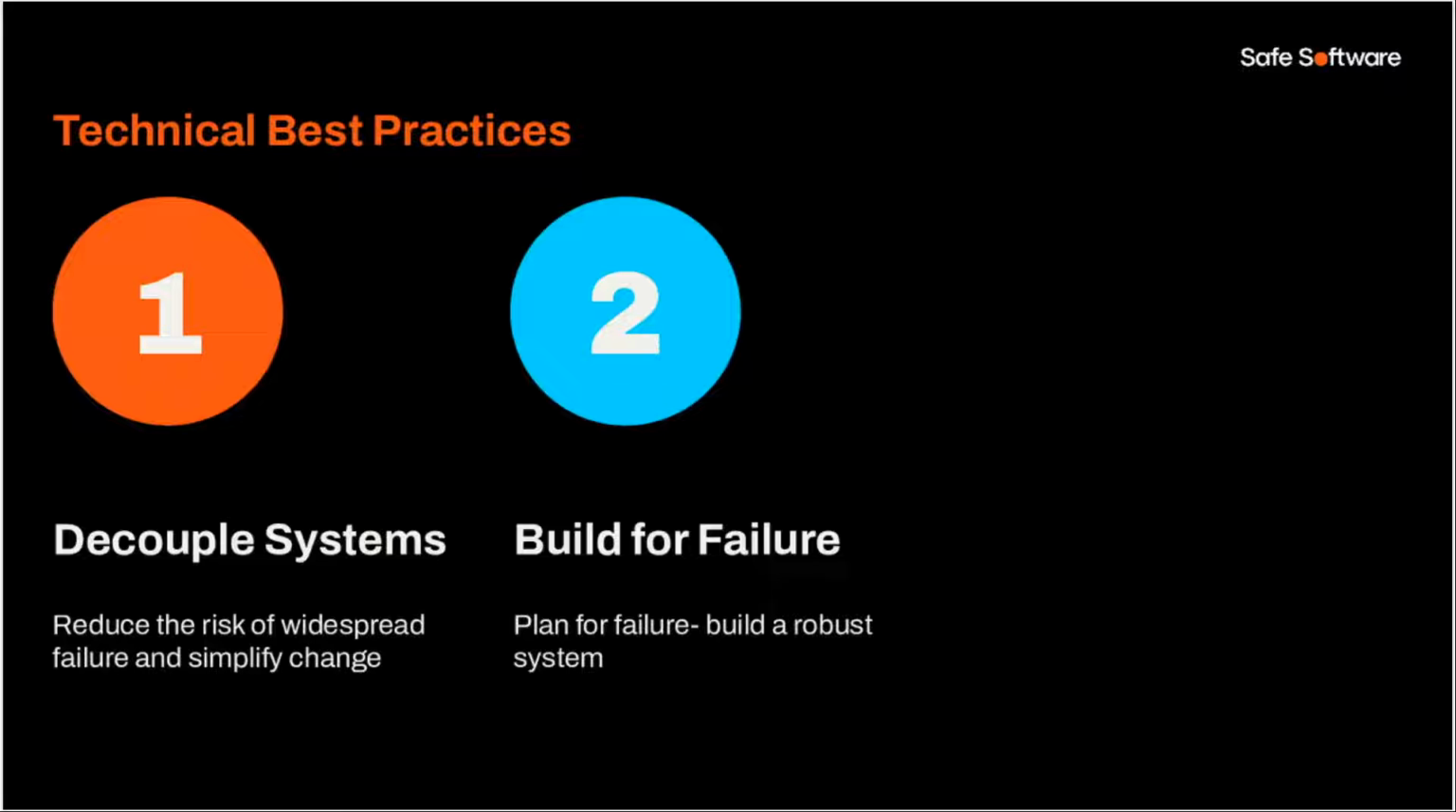Next, we're going to plan to build for failure. Now, this might sound counterintuitive because systems should just run flawlessly, but anyone who's ever worked with applications or anything else really knows you have to plan for failure. So this means creating robust systems that are able to withstand problems and are agile enough to recover quickly.